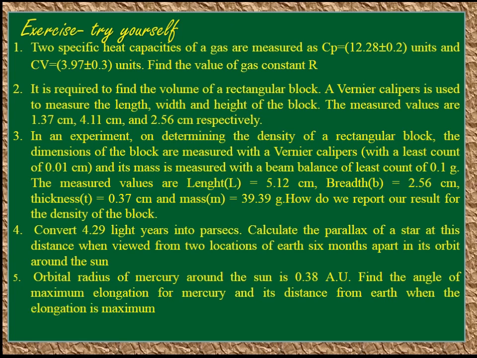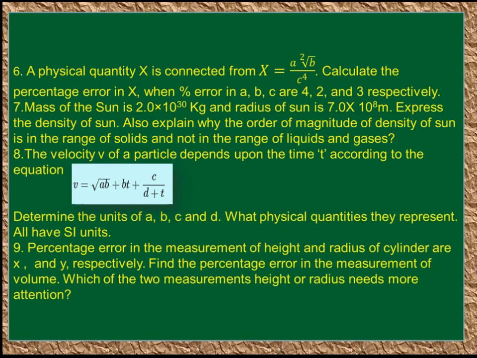Then question number 7, order of magnitude and its implication. Then the eighth one is, okay, that is equal. You can do it by the dimensional method. Number 9, percentage error in the measurement of height, radius. So it is about the percentage error, so error analysis.